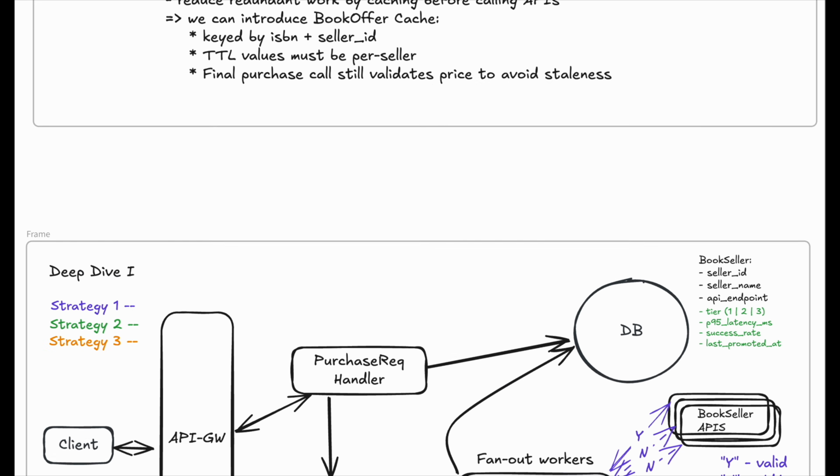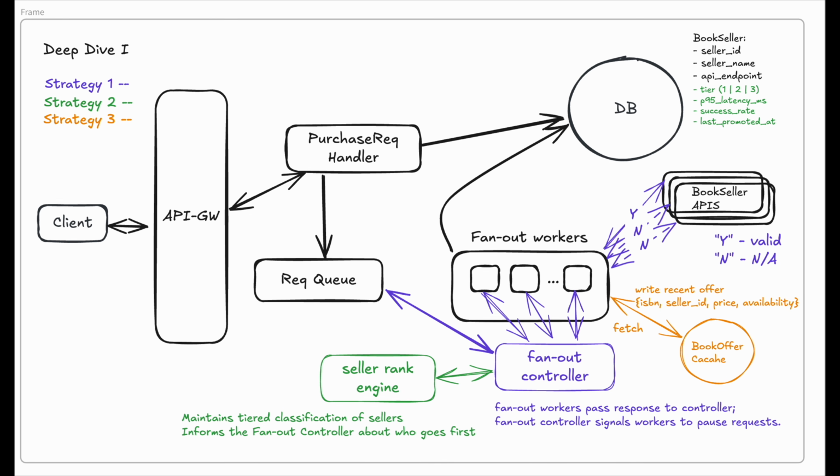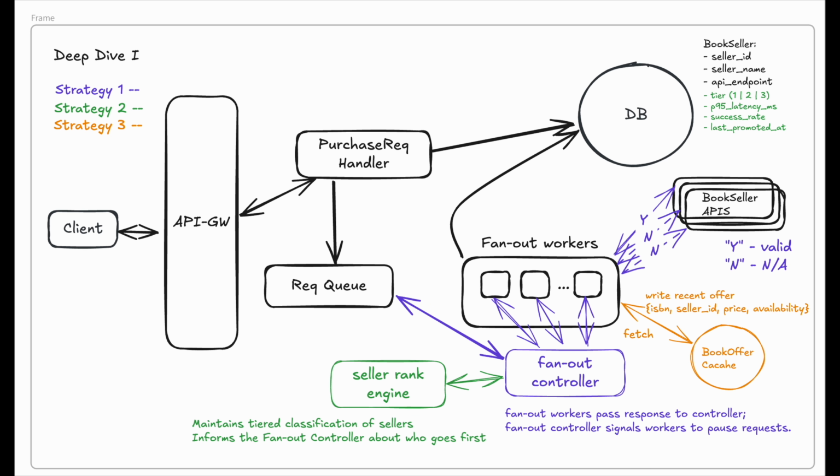Now let's walk through the changes added in this deep dive 1 diagram to improve our find out efficiency. First, in purple color, we've implemented strategy 1, exit early. Find out workers now pass seller responses to a centralized find out controller. As soon as a valid offer is found, meaning the price is under the user's max, the controller immediately signals other workers to pause or skip remaining requests. This avoids unnecessary costs and reduces latency.